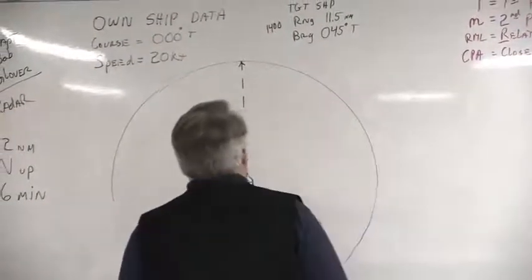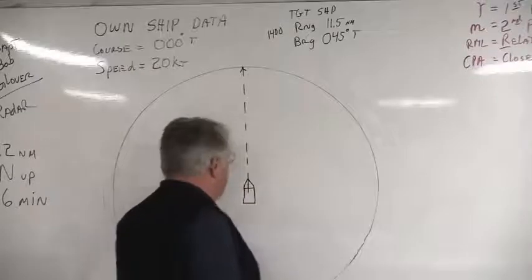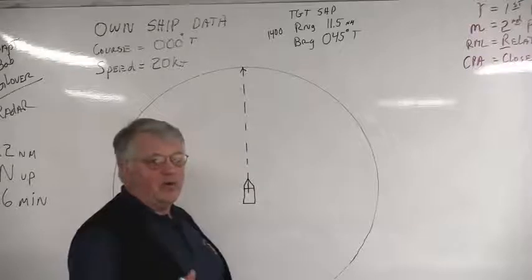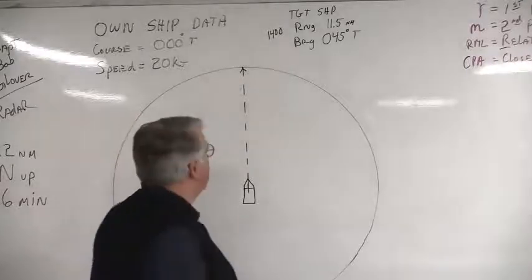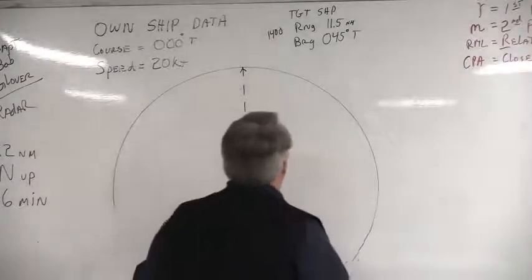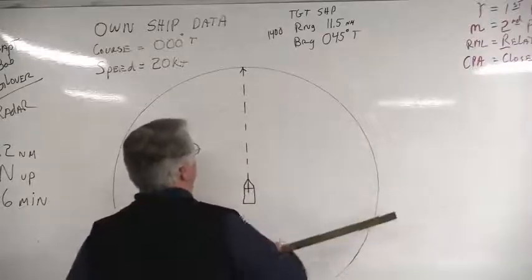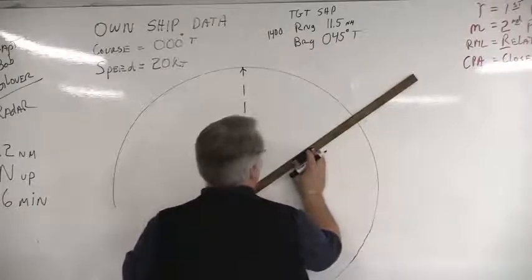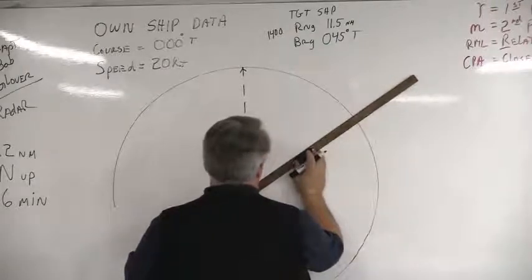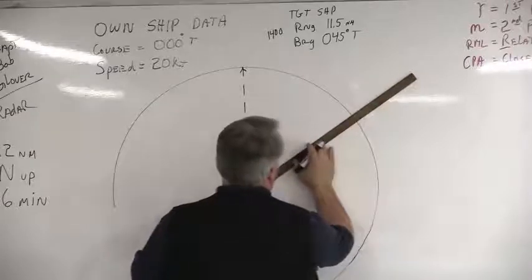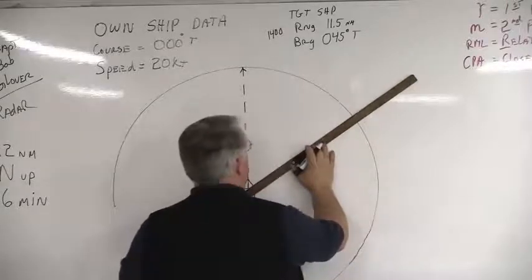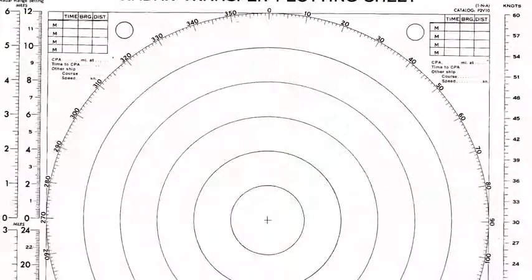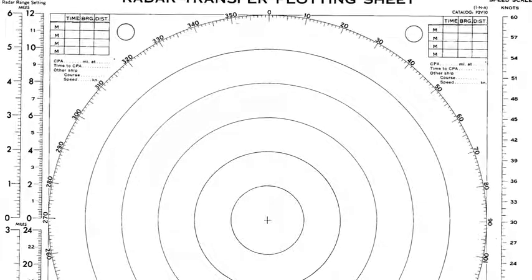Once you have that information, we're going to take it and plot that position on our radar transfer plotting sheet. So get out your triangles or your roller plot or your parallel rules, whatever you like to use, and we're going to plot that on our radar transfer plotting sheet. So we're going to find 045. Understand that I'm doing this up here on the board and it's not to scale. It's rough. I'm going to count on you guys to do it on the radar transfer plotting sheet along with me.